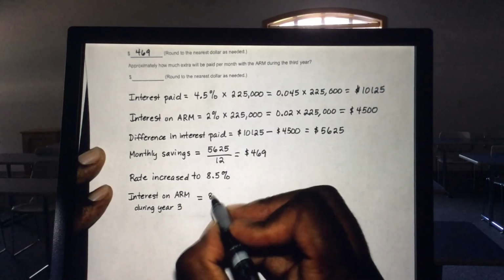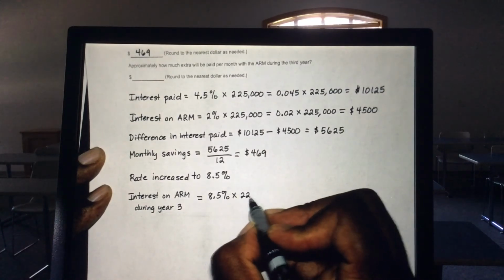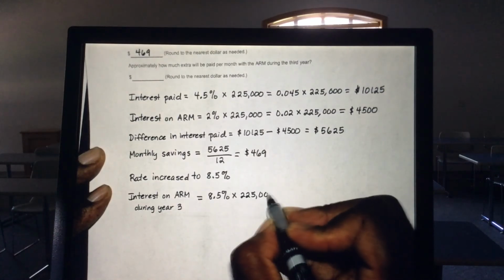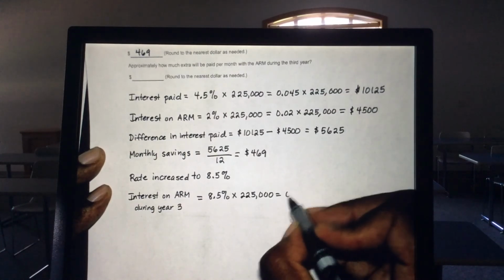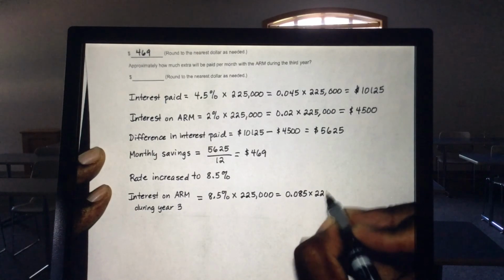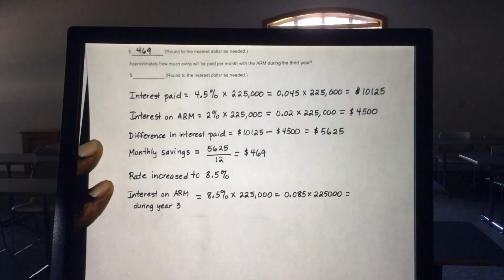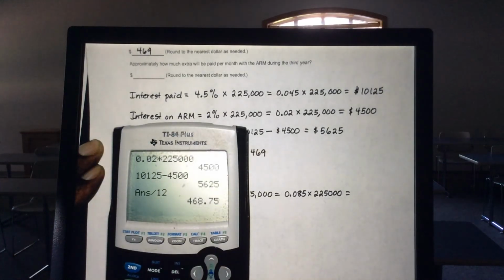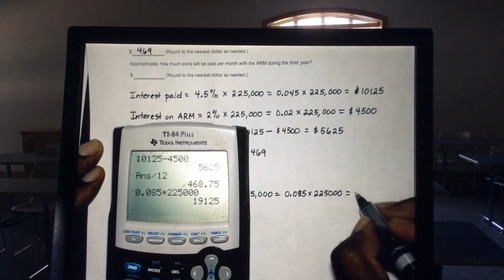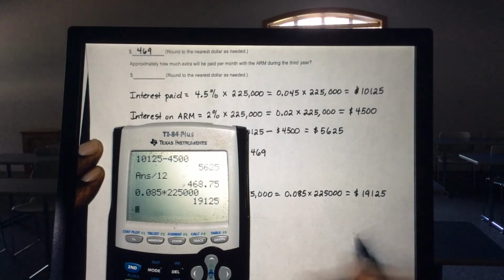That's going to be 8.5% of the $225,000. 8.5% would be 0.085 times $225,000. So I got 0.085 times 225,000. This will be $19,125.